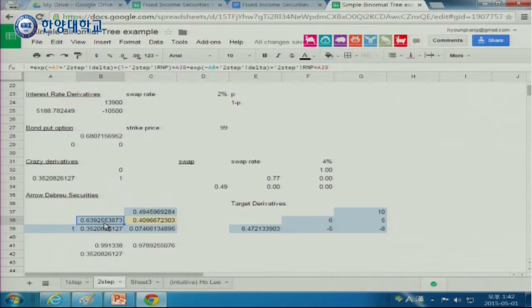Where is the 2-step? Oh yes, it is the name of this particular sheet. Yeah, in Excel it is. Somehow I just write down RNP and it automatically changes to the 2-step.